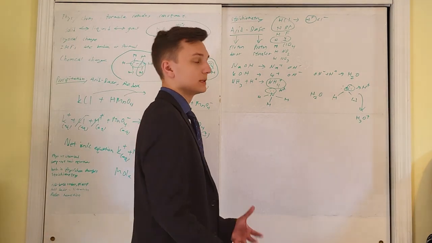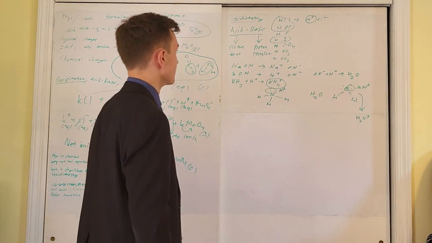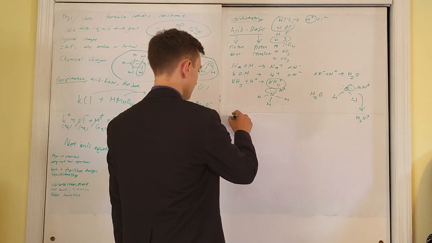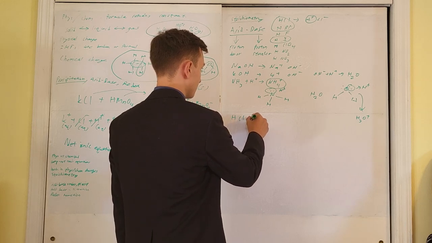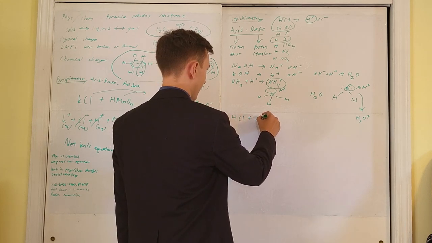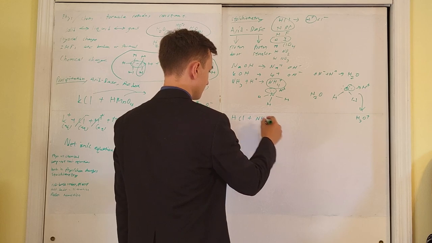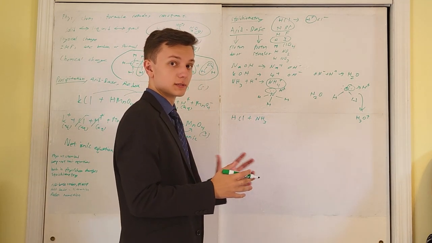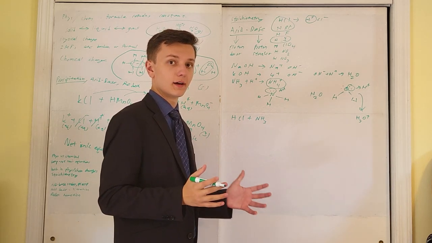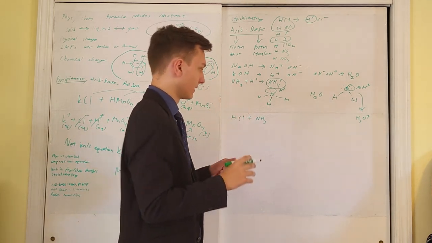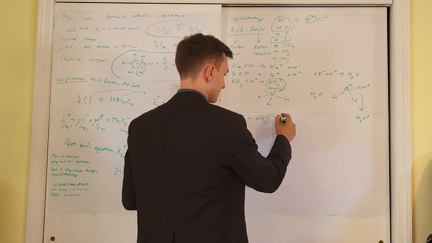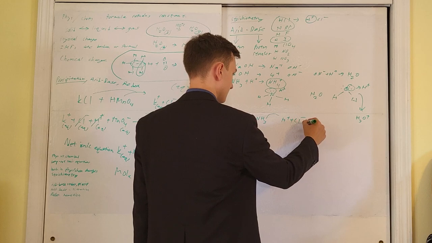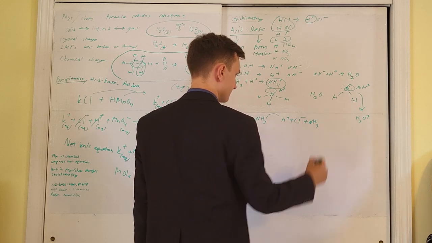Okay, so let me give you an example of an acid-base reaction. I can have HCl plus NH3, and the first step here is to break this up into our complete ionic equation. So this then comes over here to become H plus plus Cl minus plus NH3.